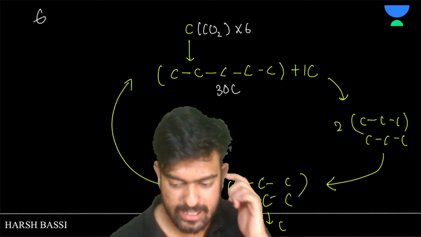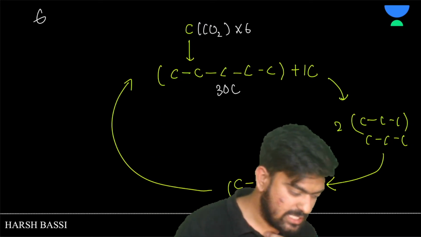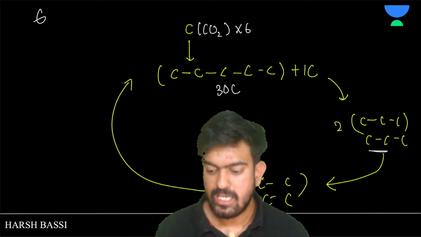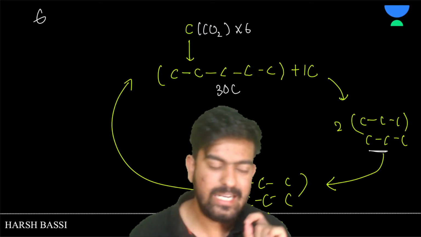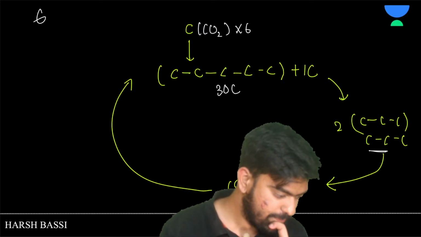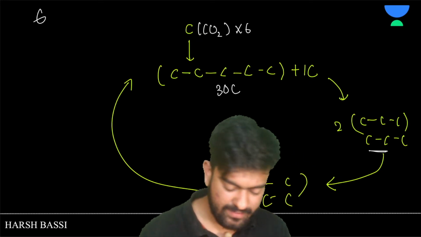30 carbon is needed. Great, sir. Now what? See, here how many carbons are present? Here we have 6 carbons. Here in total we have 6 carbon.